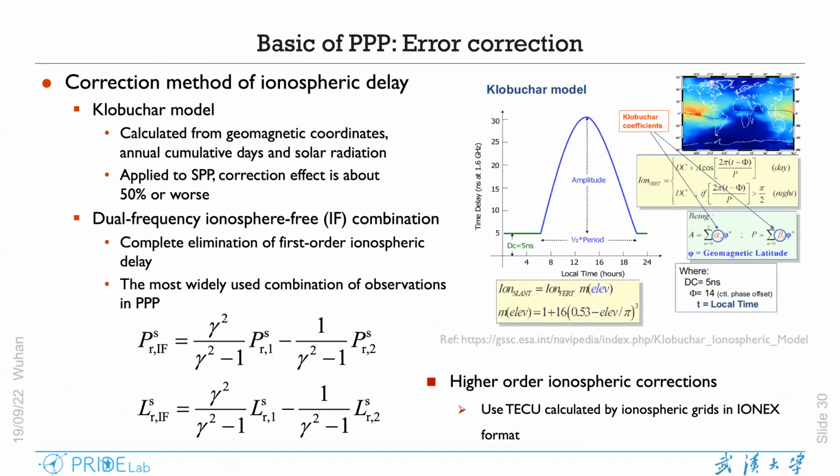We used to use the Klobuchar model to do the correction, but this can only be used for standard point positioning because this kind of correction capacity is only 50% or even worse. So we cannot achieve high precision positioning using the Klobuchar model. The usual way for PPP is to do the dual frequency ionosphere-free combination. Here we use the P1, P2 signals and L1 and L2 signals to form the PIF and the LIF. These two observations are normally used by PPP processing.